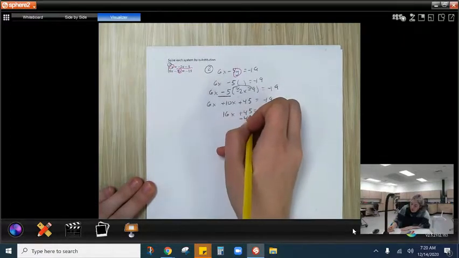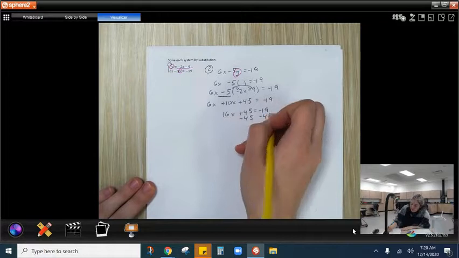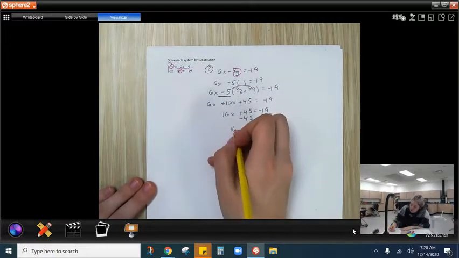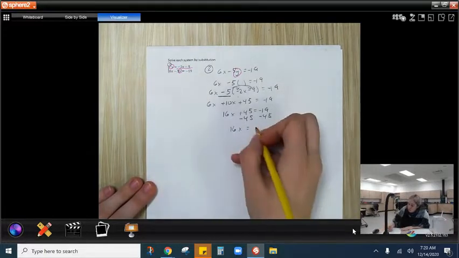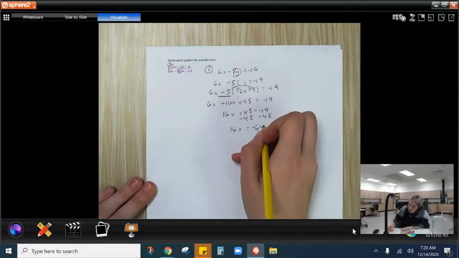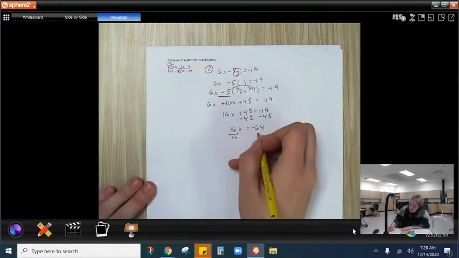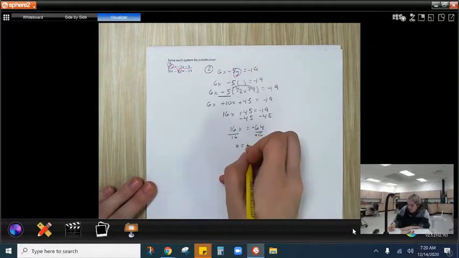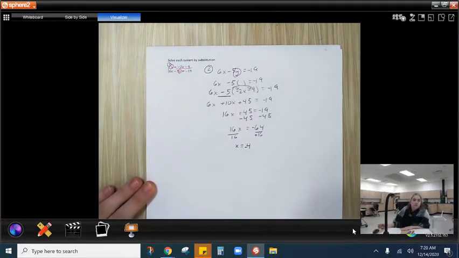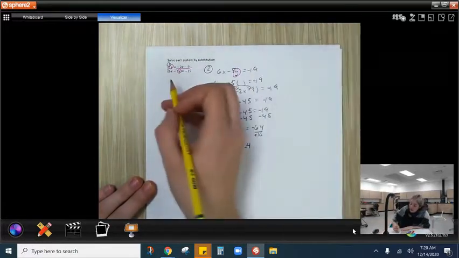I can subtract 45 on both sides. So we get 16x is equal to negative 64. Then I need to divide by 16 on both sides. Sorry, it's a positive 16, my bad. And we get x is equal to negative 4, because negative divided by positive is negative.